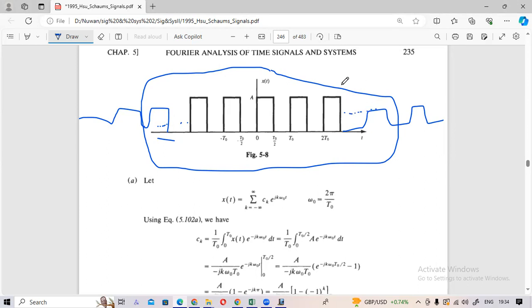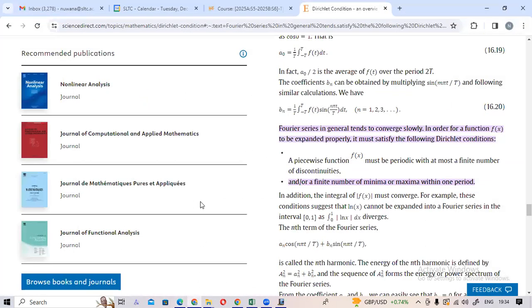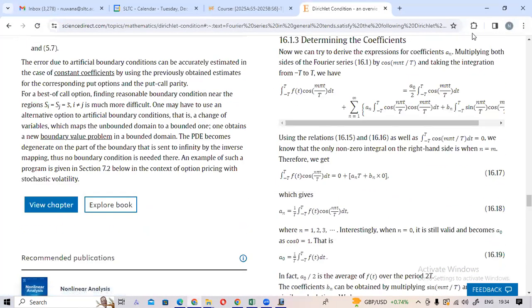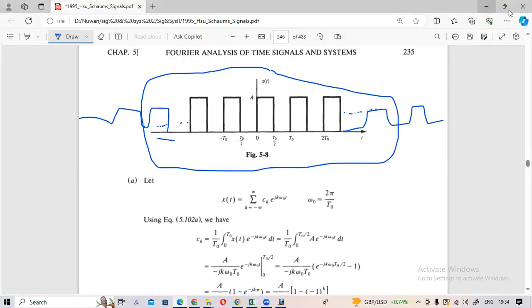Tell me, is this periodic or non-periodic? Quickly tell me.